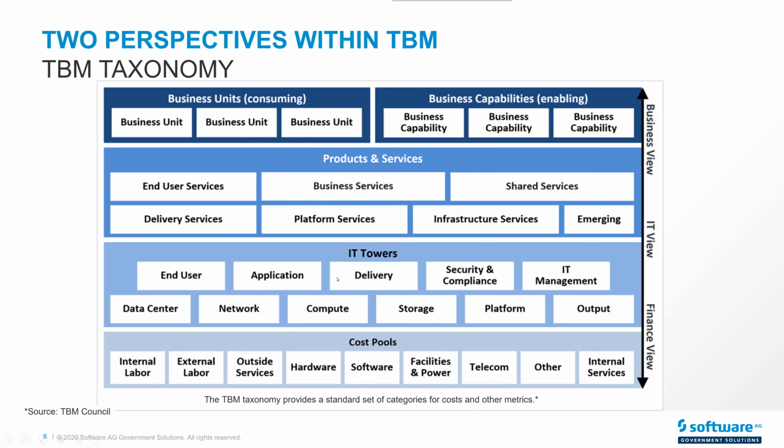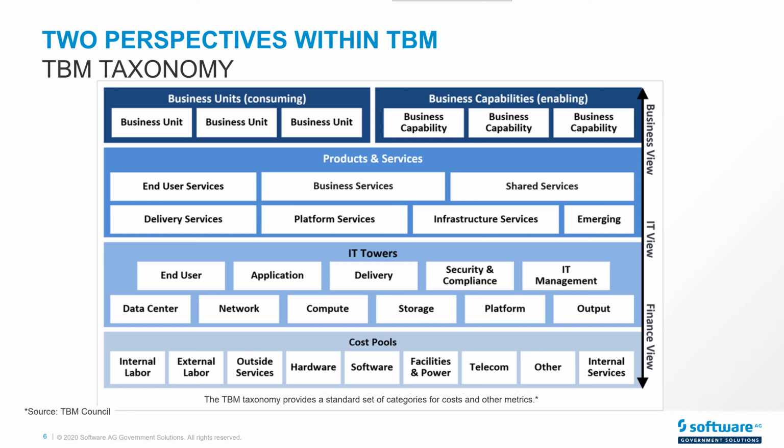Sitting at a layer above are the IT towers and their sub-towers, where you now allocate and align those costs that you encounter with the actual IT towers that you see here. There's the application cost. What does it cost to develop applications? What does it cost to provide business software? We look for compute costs. We look for data center costs, platform costs. Those are the IT towers where you are required to make sure that you account for your costs and align them to the towers.